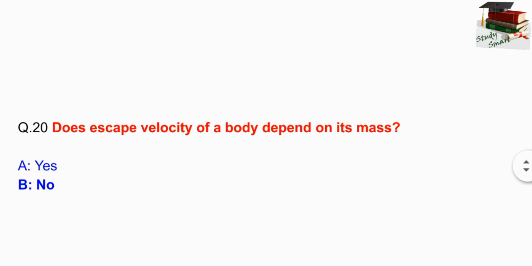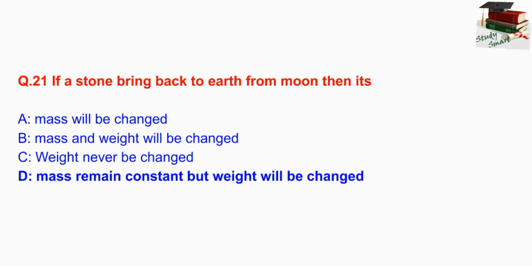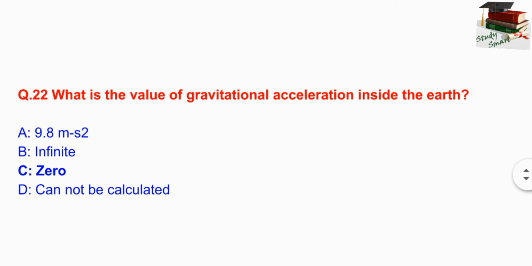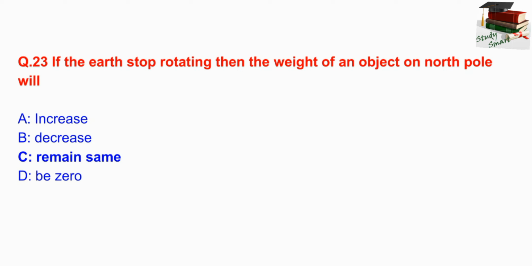Next question, does escape velocity of a body depend on its mass? No. Next question, if a stone is brought back to Earth from the moon, then its mass remains constant but weight will be changed. Next question, what is the value of gravitational acceleration inside the Earth? The right answer, 0. Last question, if the Earth stops rotating, then the weight of an object on the North Pole will remain the same.